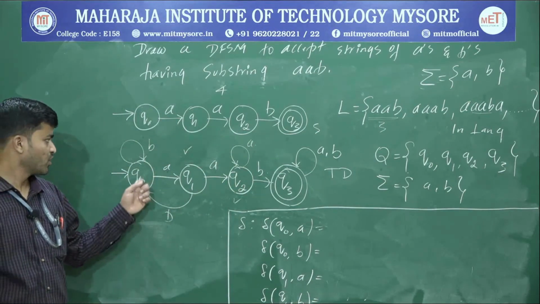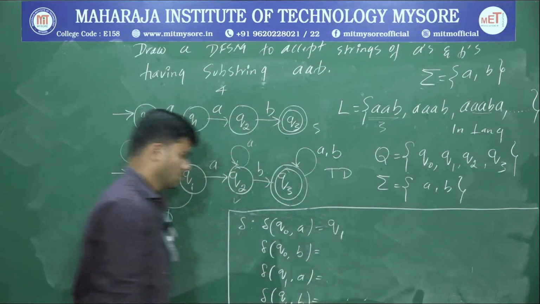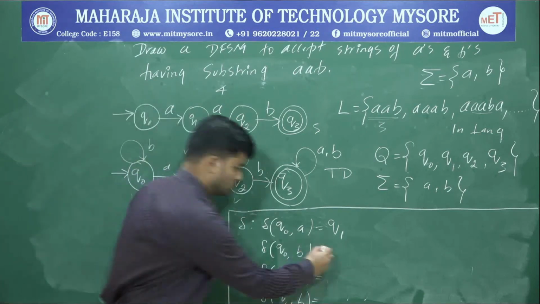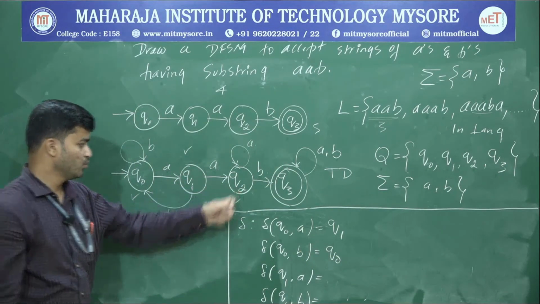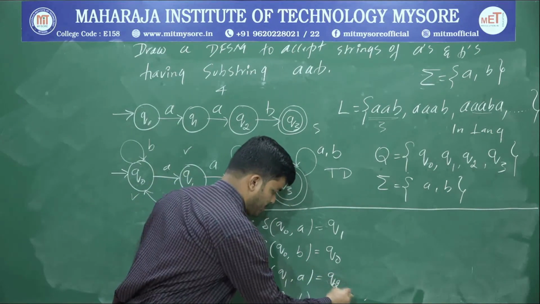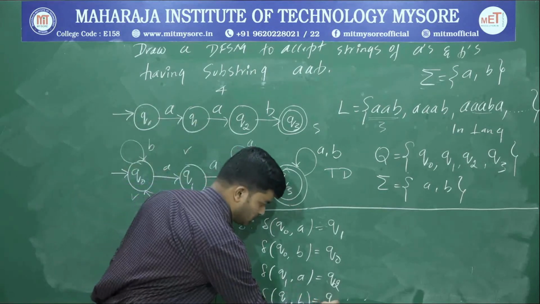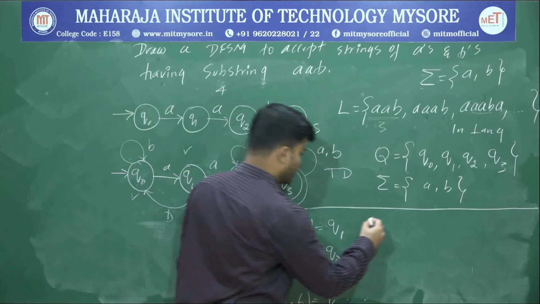Okay, what is Q0 comma A? Q0 comma A is Q1. Q0 comma B is again Q0. Q1 comma A is Q2. Q1 comma B is Q0. Okay, next let's go with Q2 and Q3.